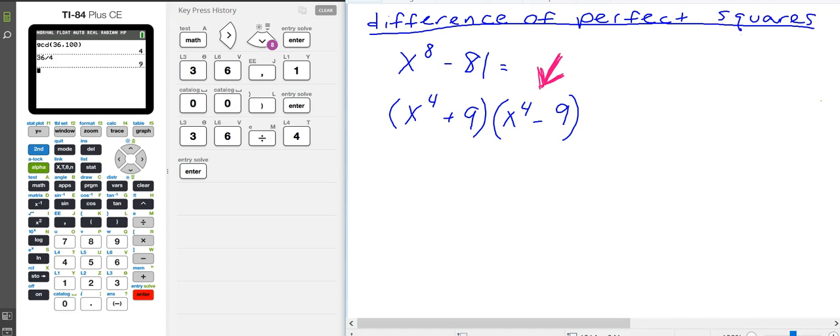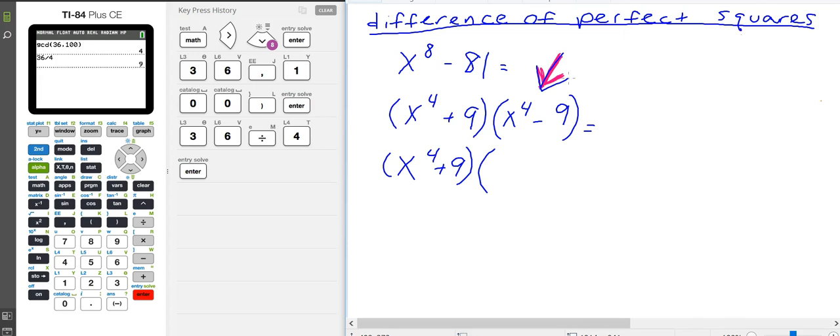X to the 4th is a perfect square, and then 9 is also a perfect square. They're separated by a minus sign, so this is also the difference of two perfect squares. However, x to the 4th plus 9 is not the difference of two perfect squares, because x to the 4th is a perfect square, 9 is a perfect square, but they're separated by a plus sign, not a minus sign. So this term we just bring down, x to the 4th plus 9. But we have to finish factoring x to the 4th minus 9.